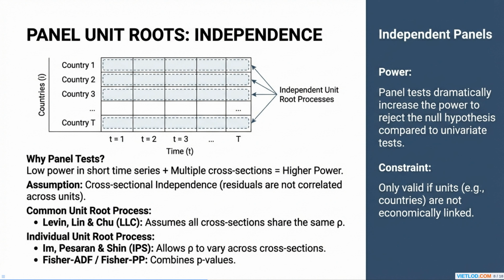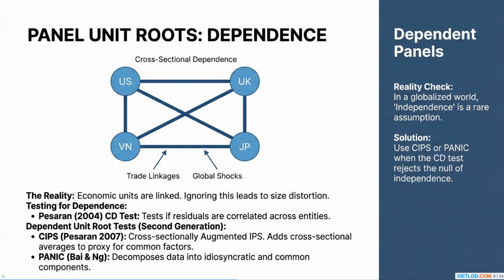Alternatively, Im, Pesaran, and Shin, or IPS, or Fisher-type tests allow the unit root process to vary across individual units while still assuming independence. It is important to note that these methods are only valid if the units, such as countries, are not economically linked, as dependence can lead to biased results.